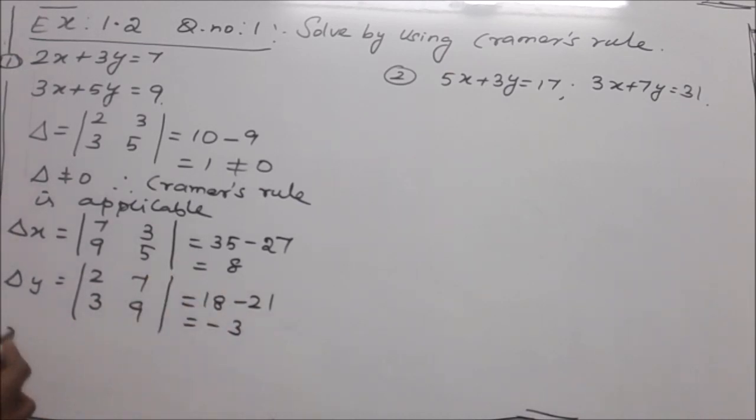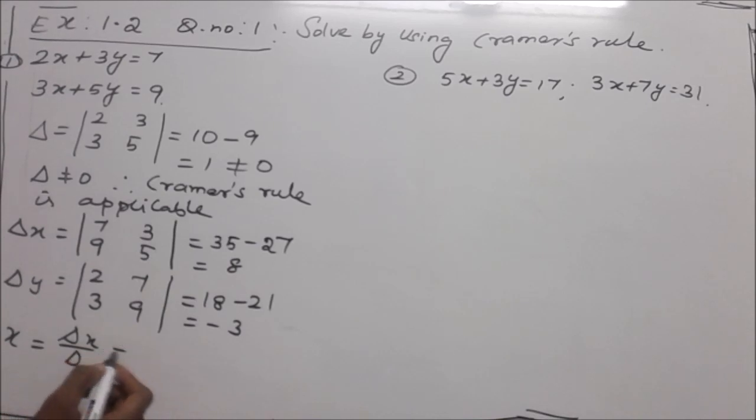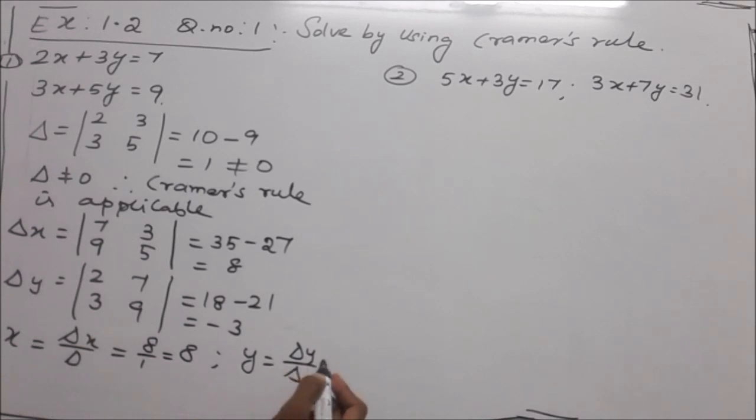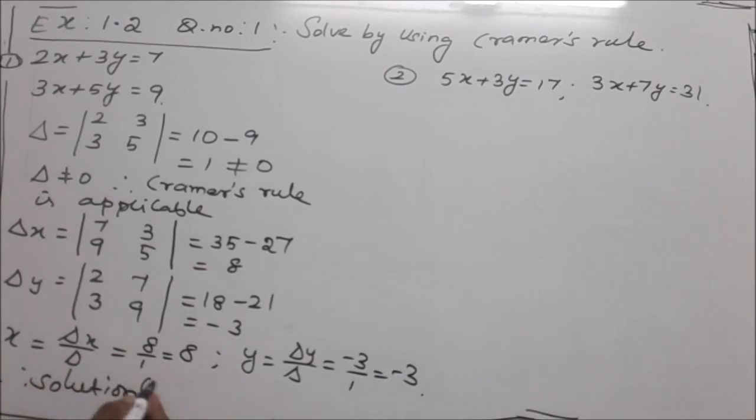Here x is equal to delta x by delta, which is equal to 8 by 1, equal to 8. The delta value is 1. And then y equals delta y by delta, that is equal to minus 3 by 1, equal to minus 3. Therefore the solution x comma y: the value of x is 8, the value of y is minus 3.